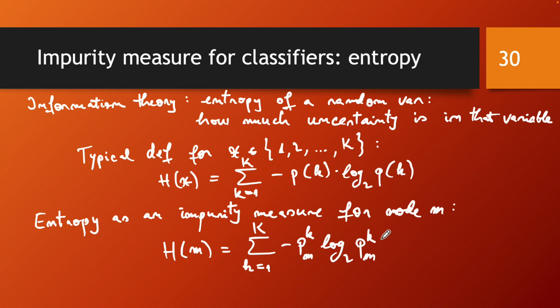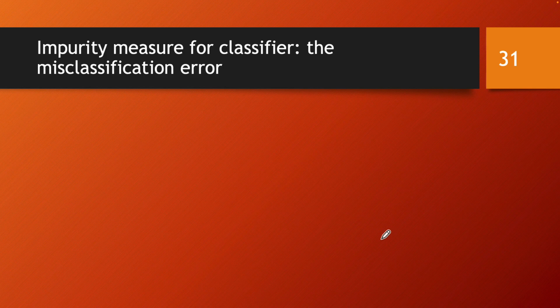Entropy is also a very popular choice, and there are some differences in how it behaves with respect to the Gini impurity. And again, this is going to be one of the benchmarks that I show visually in just a couple of minutes. I show just one more impurity measure for a classifier, and that's the misclassification error.